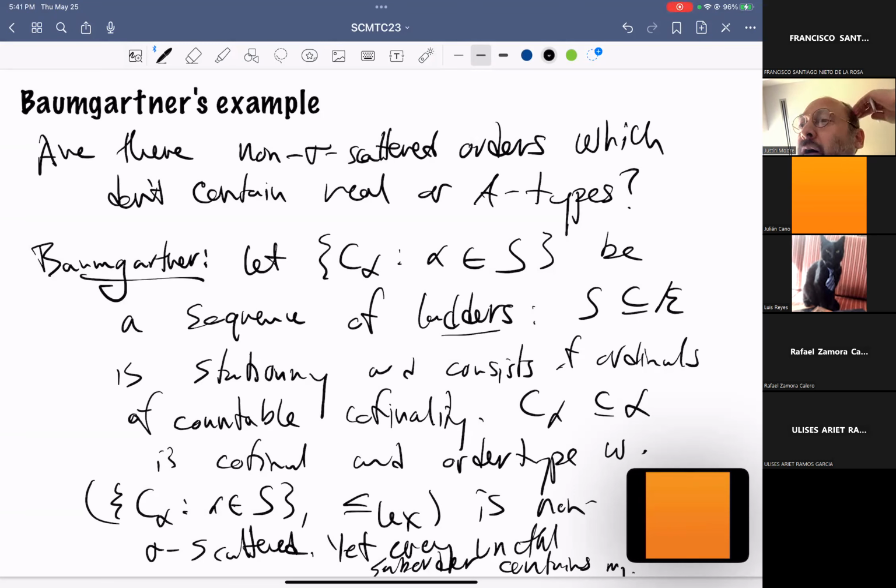And this example also raises a number of questions, right? So can you find an example which could be minimal? This one cannot be minimal. And is it possible that any non-sigma scattered order contains a suborder of size Aleph1? Is it possible that there are non-sigma scattered orders which don't contain examples like Baumgartner's? They don't contain real types or Ehrenstein types.